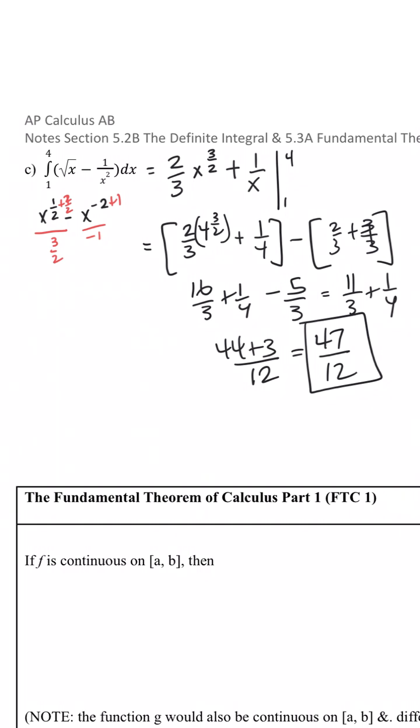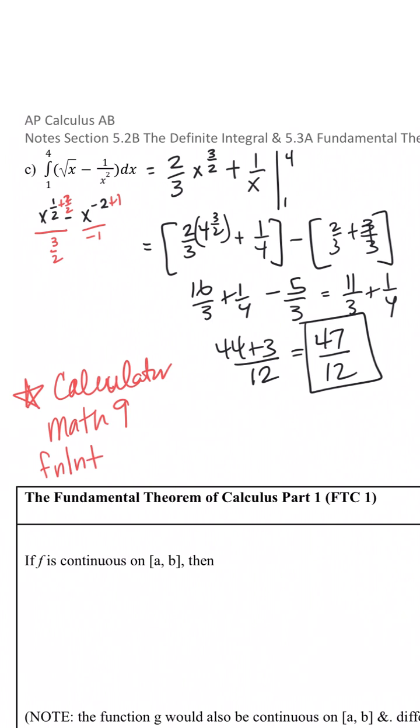Okay, I do want to introduce you to something that you can do on your calculator. You can actually calculate a definite integral. You can hit Math 9. And when you hit Math 9, you are getting fnInt, which is going to look in a couple of different ways. If you have an old calculator, it's going to look like this. You're going to have to input the function in terms of x.